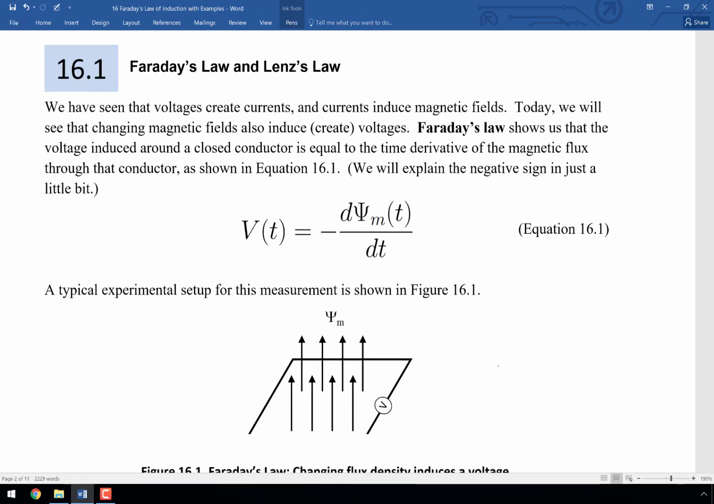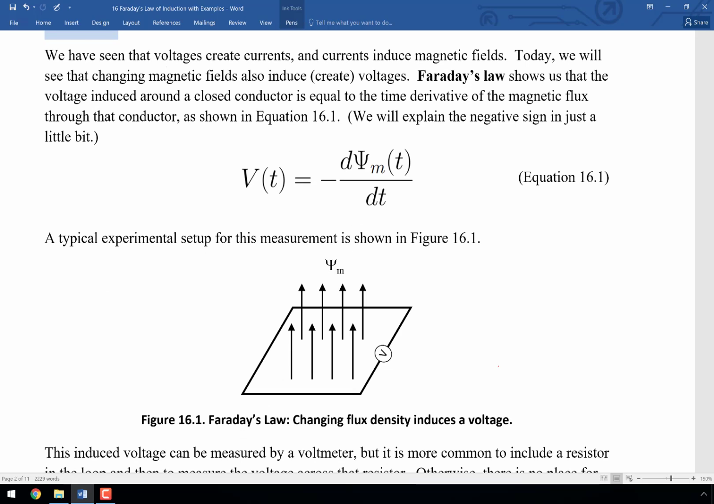So you can see here in equation 16.1, the voltage around a loop is equal to, and ignore the negative sign for right now, the time derivative of the magnetic flux, psi sub m. You'll remember that we've previously seen that psi sub m is equal to B times A. It's not, really; we'll see that there's a more formal version of that equation today. But in general, we've been finding magnetic flux densities for some time. If we multiply that by the area, we get psi sub m, and if we take the derivative of that, we'll now be able to find a voltage.